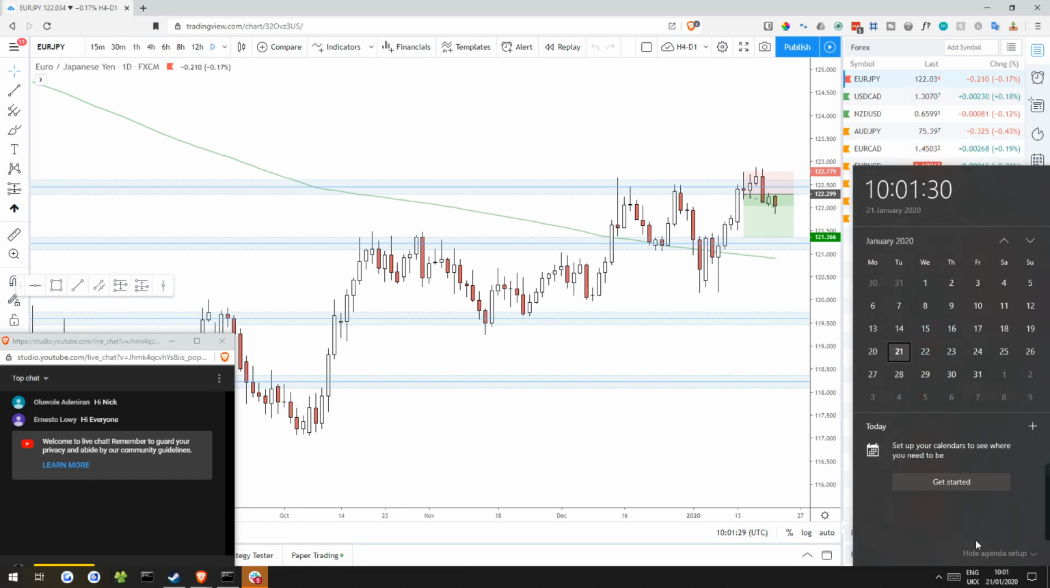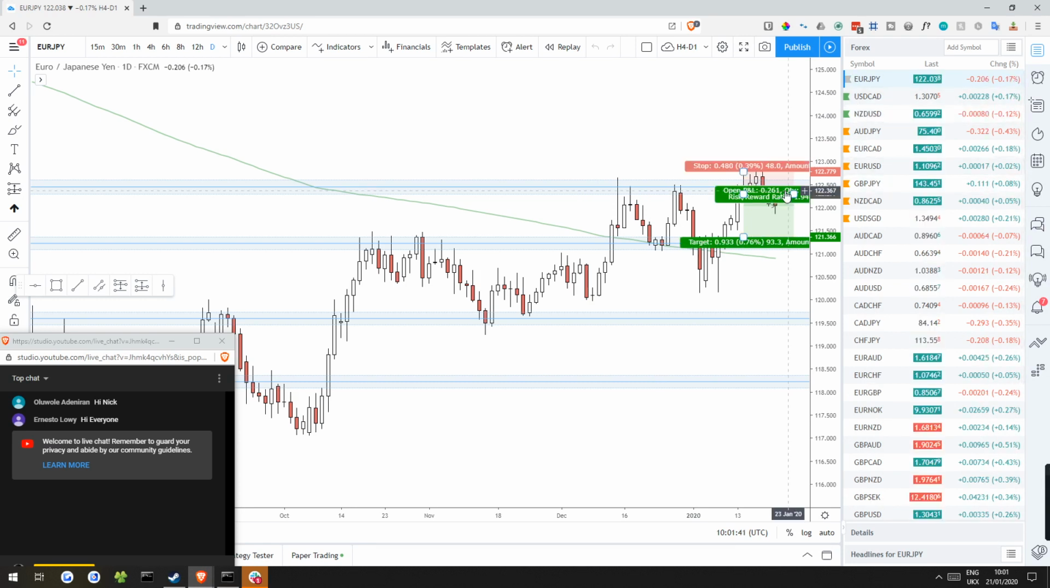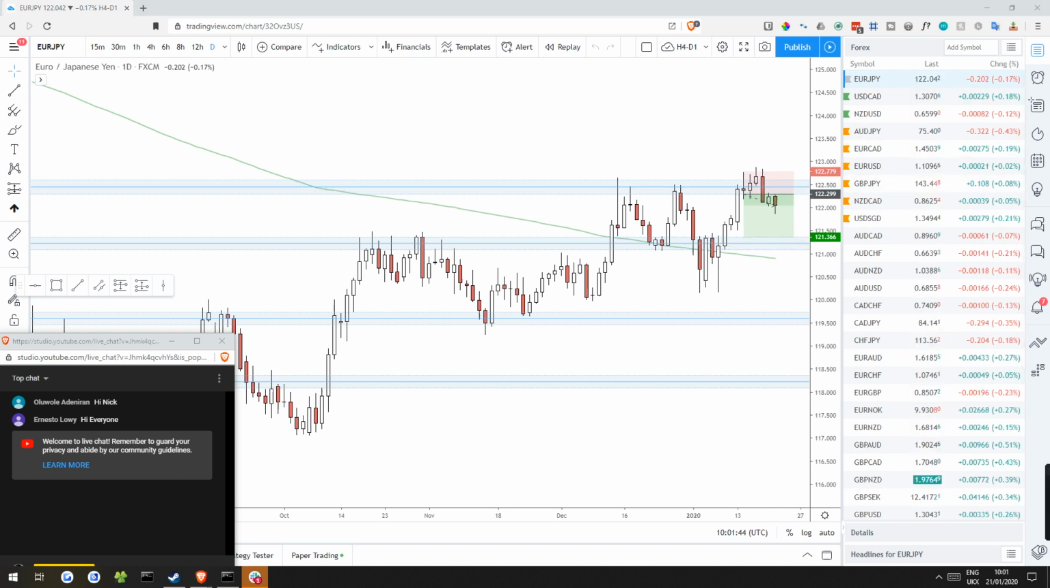Today is Tuesday the 21st of January 2020 and the time is 10:01 here in the UK. You're looking at a EURGBP daily chart. In today's analysis we're going to be looking for price action setups across all these pairs to the right here. So let's get started. We're just going to dive right in.